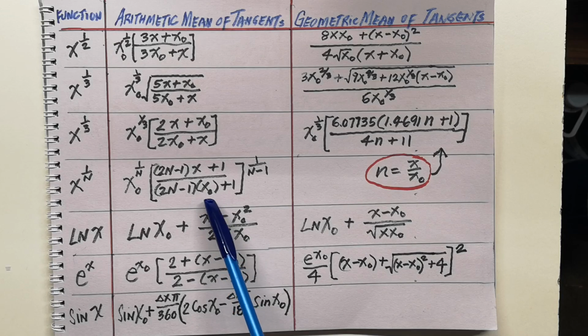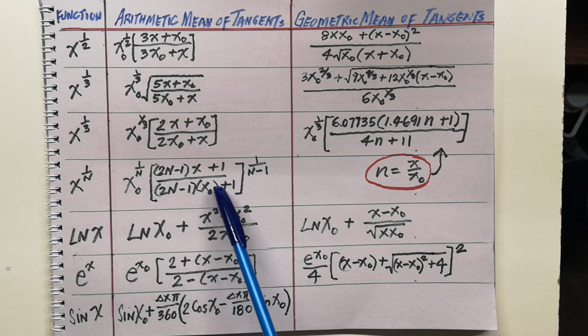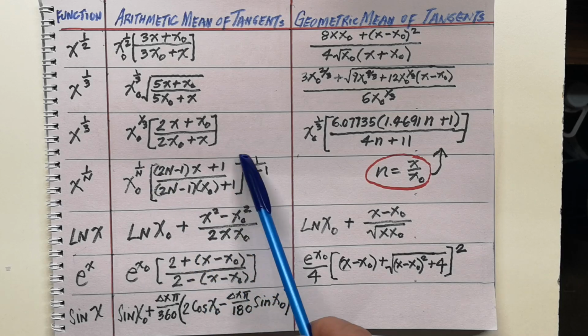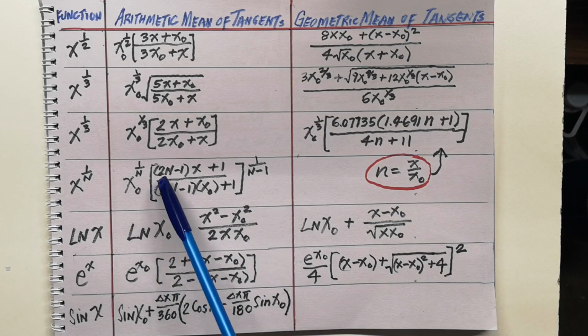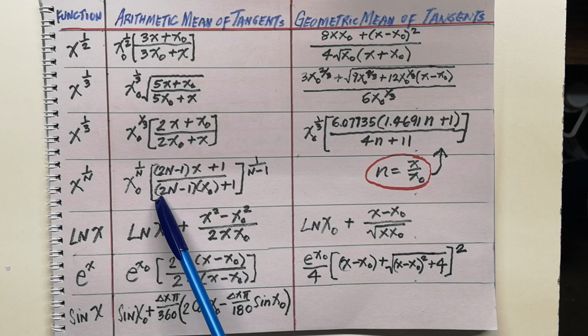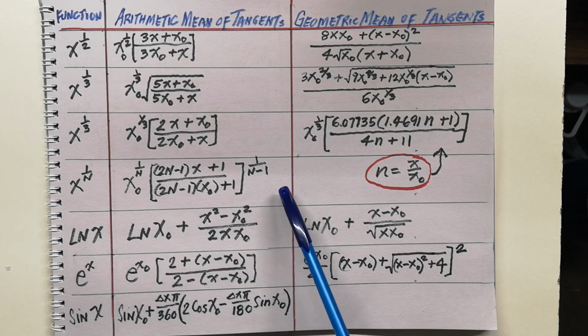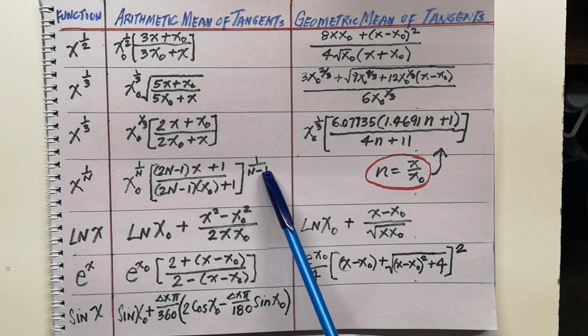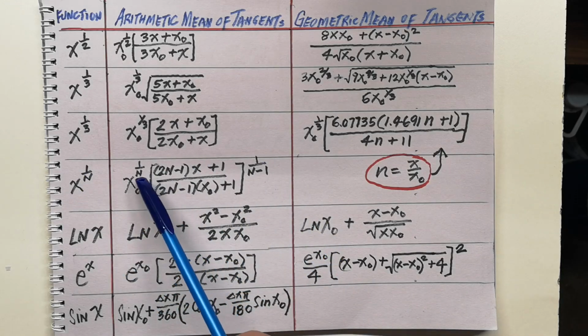199x sub 0 plus 1, all raised to the 1 over 99. 100, that's 99. Oh, this is 199. This is 200 minus 1. This is 1 over 100 minus 1, that's 1 over 99. So the problem with this formula is how to find this one.